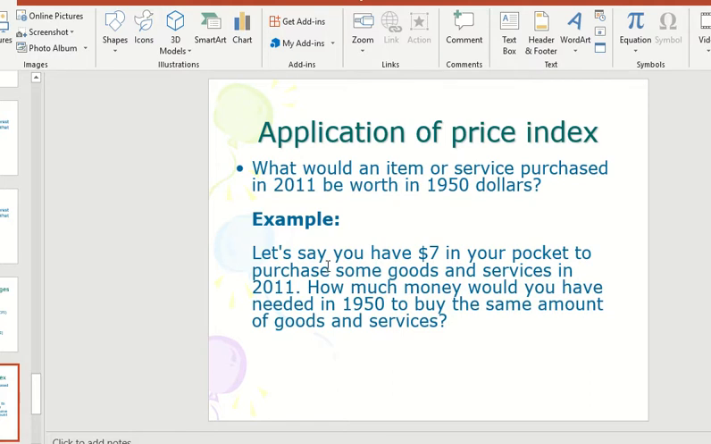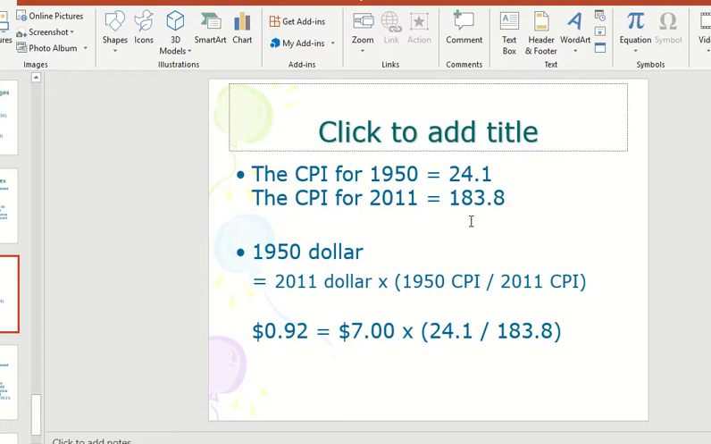So here is an example. Let's say you have $7 in your pocket to purchase some goods and services in 2011. How much money would you have needed in 1950 to buy the same amount of goods and services? So what that means is we're trying to find how much $7 in 2011 is worth in 1950 dollars. So in order to solve this, we do need some extra information.